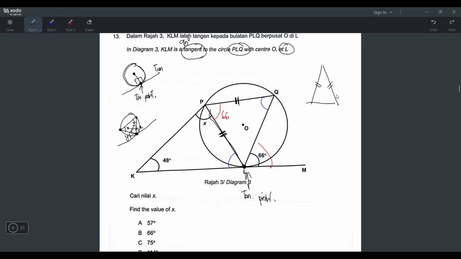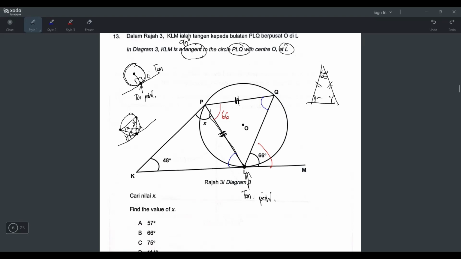In Malay, segi tiga kaki sama, right? And what's so special about segi tiga kaki sama? These two angles are the same. Yeah, these two angles will be the same, right? And they already give me 66 up here. So how to get this angle? You can take 180 minus 66 first, and then divide the answer by 2. Okay, so you get 57.